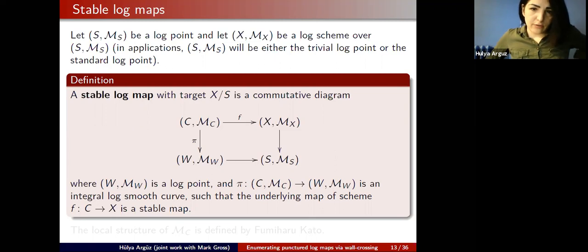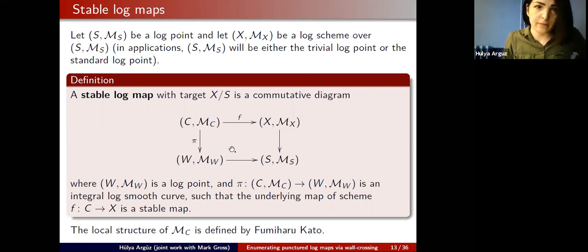Okay, and you require the underlying map of schemes C to X to be a stable map. So you have a stable map where you endow everything with log structures, and you require your domain to be log smooth over some log point. Log smooth means locally π is induced by a morphism which looks like a morphism between toric varieties. You have toric monoids.